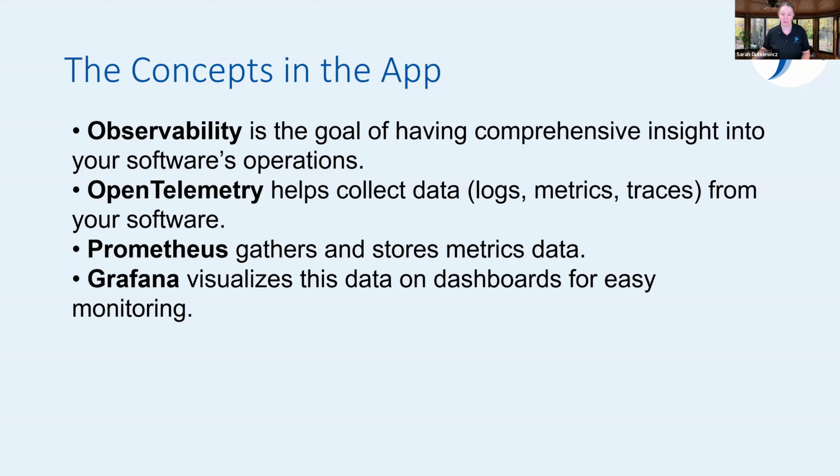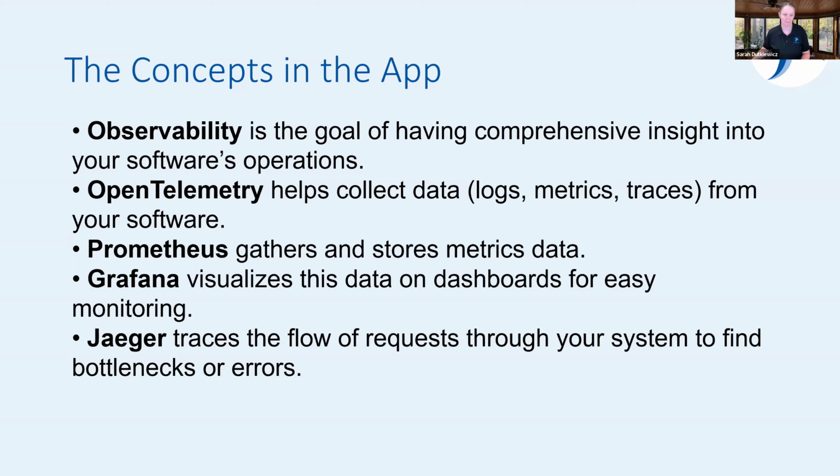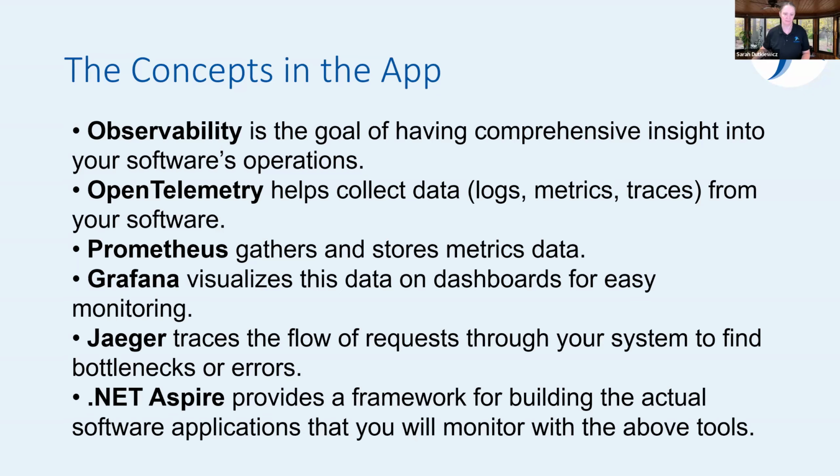We've got Prometheus. Prometheus is responsible for gathering and storing those metrics. Grafana is going to visualize it in dashboards that are easy for monitoring. Jaeger is going to trace that flow through your system to find bottlenecks or errors. And then .NET Aspire provides that framework for building the actual software applications that you monitor with the tools above. Now you're probably wondering, but isn't .NET Aspire the star? Not today. Today it's about how they all come together and why you would want to see the visualizations.